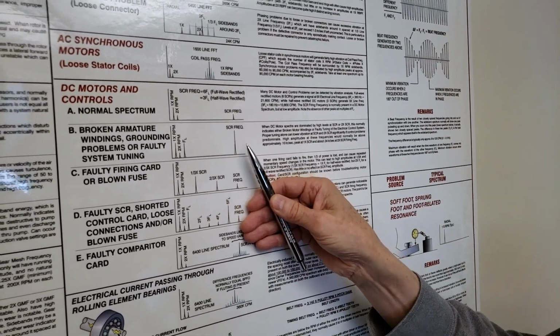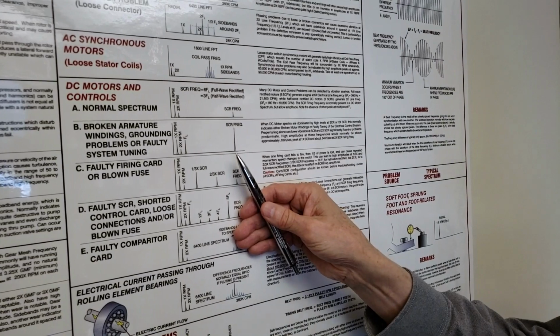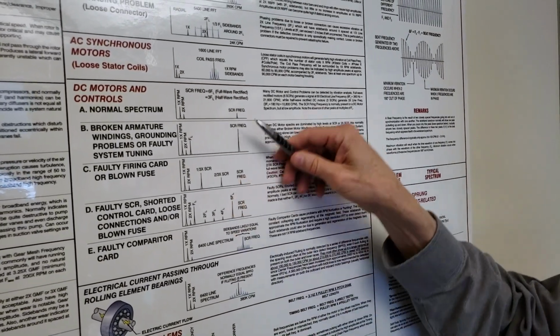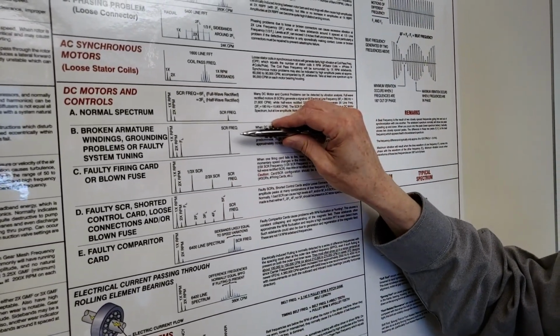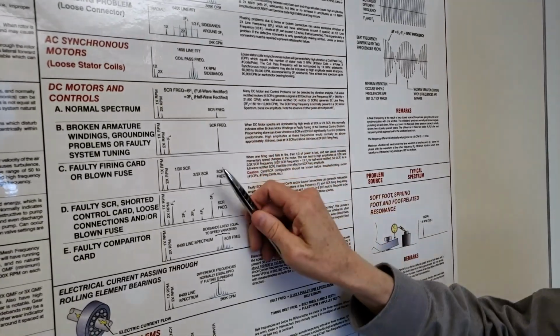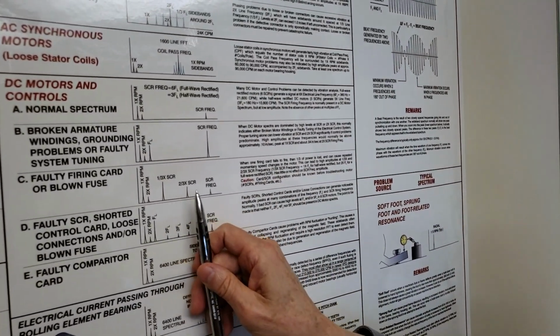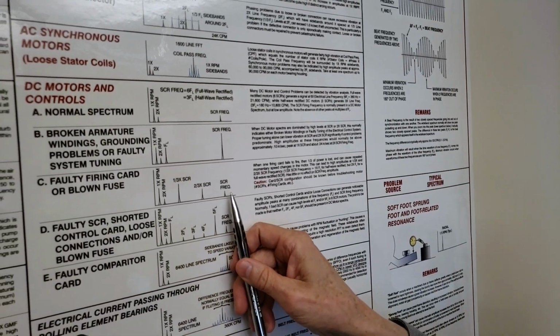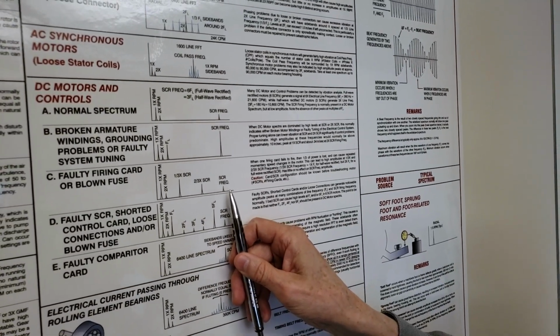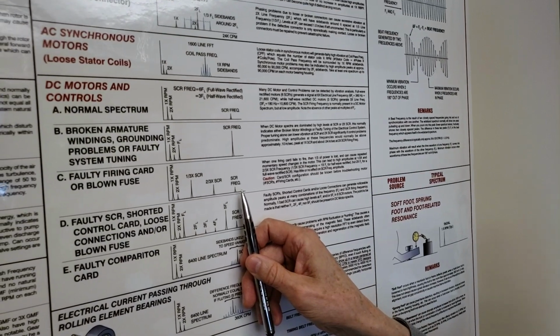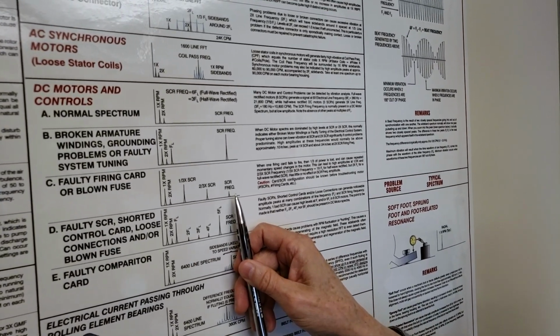Moving on to the next thing, now we'll move on into the controls. First, we looked at just the motor itself, the armature windings, etc. Now I'll move into the firing card. If you have problems with the firing card, you look at your SCR firing frequency. Very low in amplitude, normal amplitude, maybe 0.02 inch per second, 0.03 inch per second.